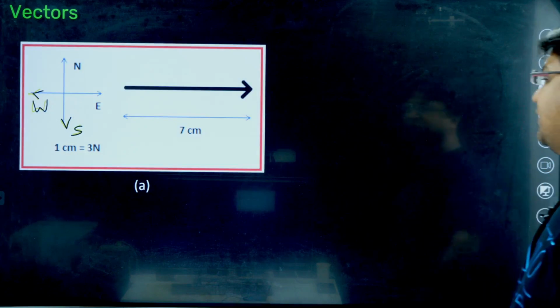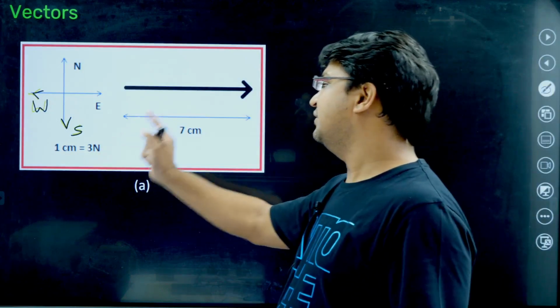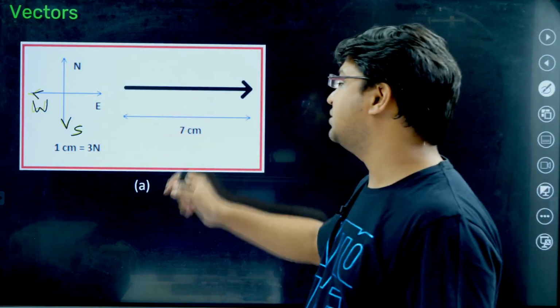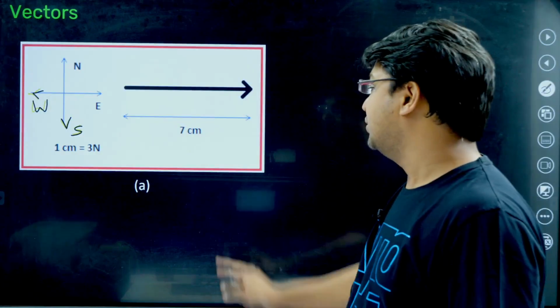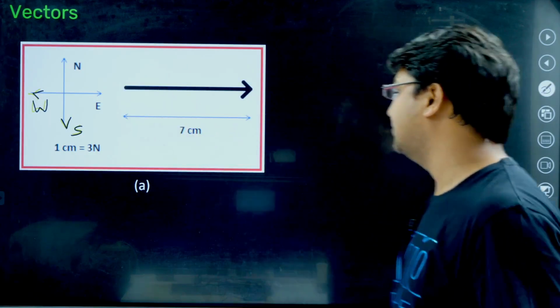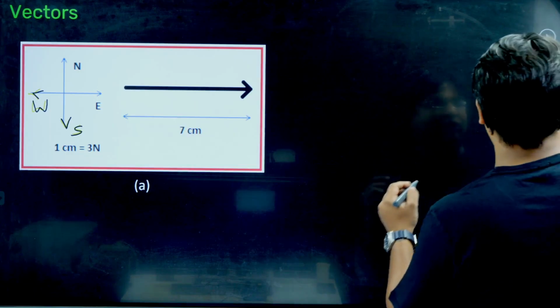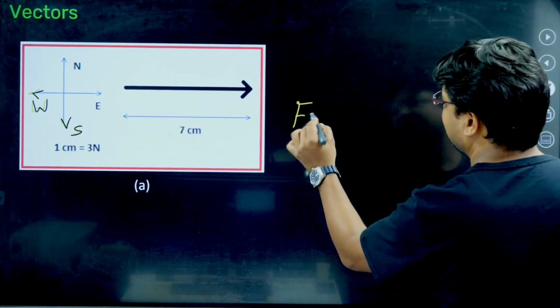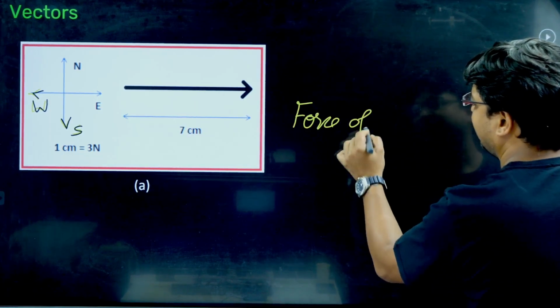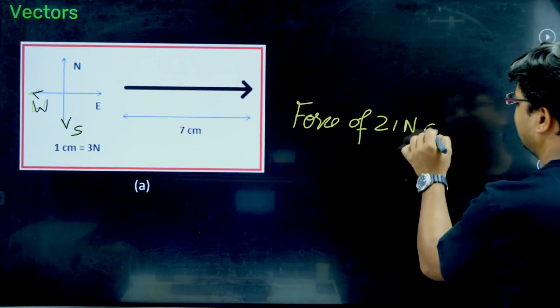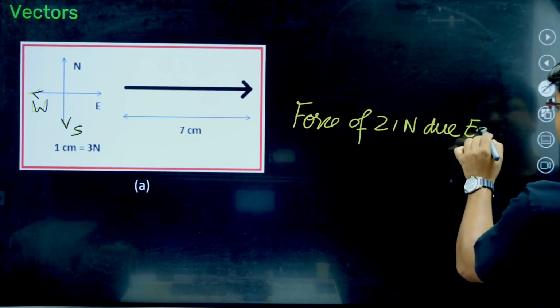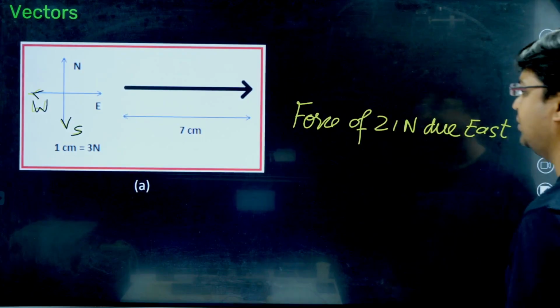So the first one, 1 centimeter is 3 Newton. We have a 7 centimeter long arrow, so that must be 21 Newton of force. Okay, 21 Newton, and the direction is eastward. So I will write it as a force of 21 Newton due east. This is a force of 21 Newton due east.